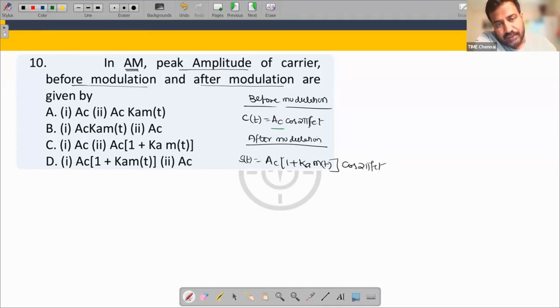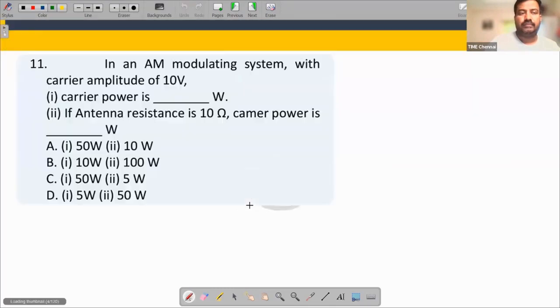So before modulation, amplitude of the carrier signal is Ac. After modulation, it is Ac into 1 plus Ka m of t. Therefore, option C is the answer. Let's try and solve this.